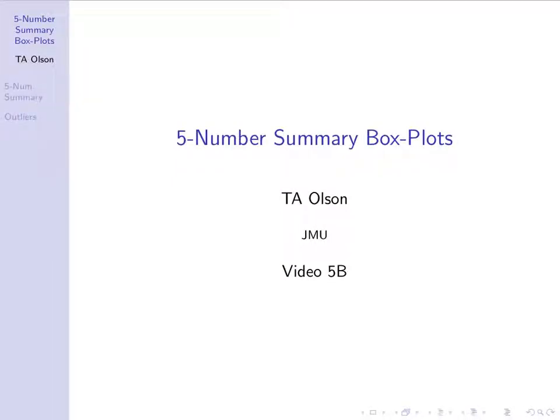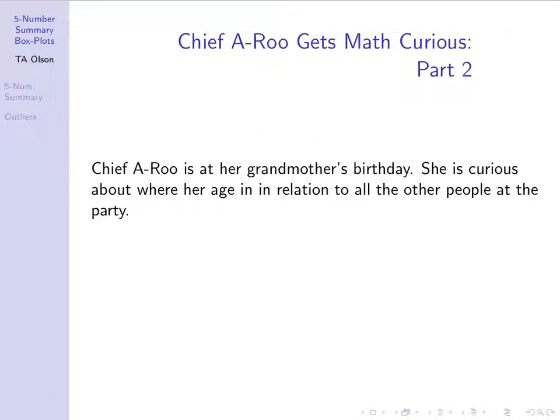So in this video, we're going to talk about the 5-number summary for data and box plots. We're going to spend some time talking about outliers here as well. Okay, so we've seen that Chifaru is a pretty big nerd, and in this case, she's at her grandmother's birthday and she wants to know where her age falls in relation to all the other people's ages at the party.